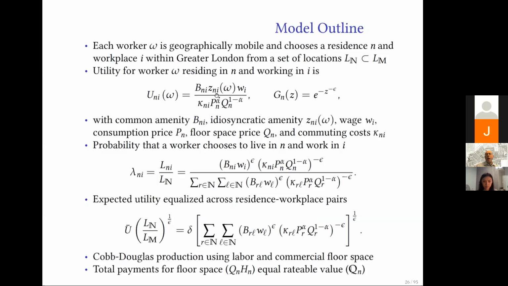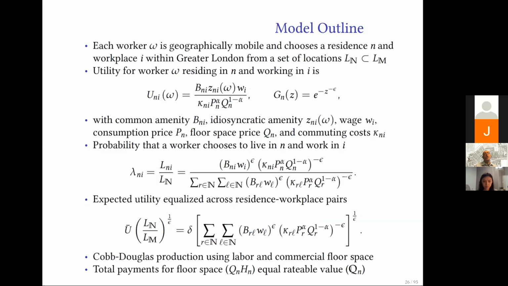And the alpha term here is just the weight of housing and goods and services consumption in the worker's consumption bundle. Okay, and so the worker looks for places that pay a high wage and that have a low cost of living. What else does the worker's choice depend on?